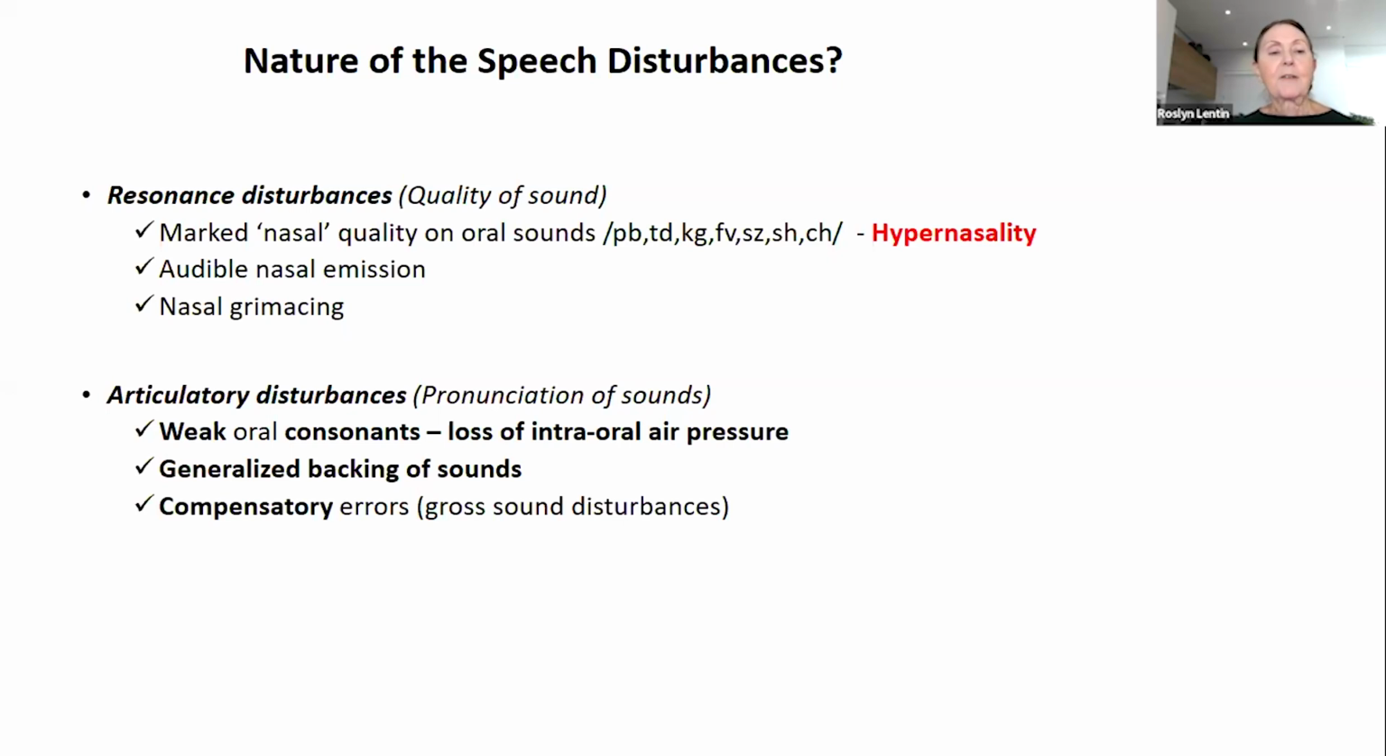And then the articulatory disturbances is actually the pronunciation of the sounds. Here we're talking about predominantly the tongue and the lips, whereas, of course, as I said, in the resonance, the structure is the soft palate. So the articulation disturbances can be that all the sounds are produced correctly in the oral cavity, but they are simply very weak because of this lack of intraoral air pressure, or the movement of the sounds can move towards the back of the oral cavity. Typically, sounds like T and D can become a K and a G, and then we get a group of sounds where they're grossly disturbed and can affect the intelligibility of speech, known as glottal stops or pharyngeal fricatives.